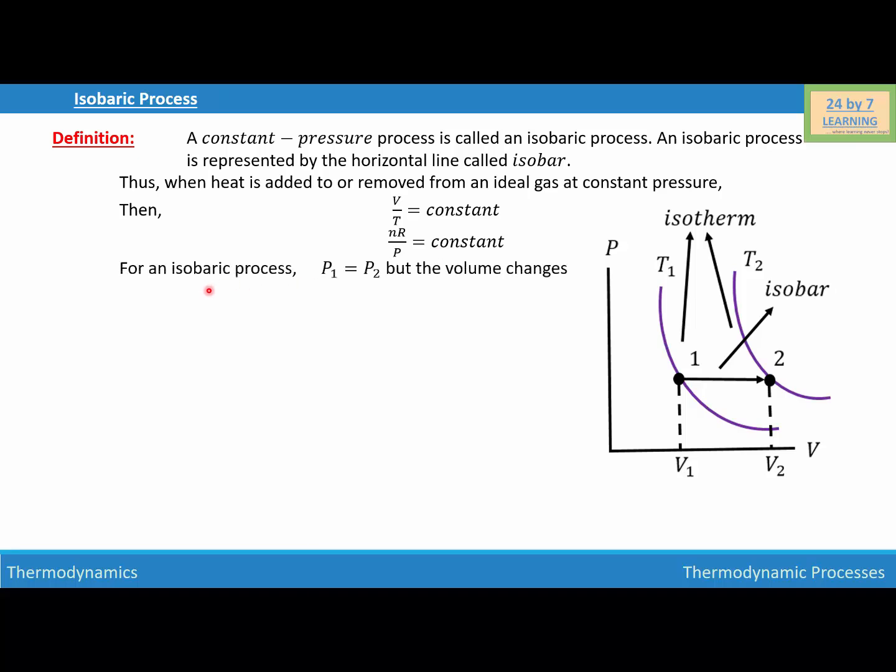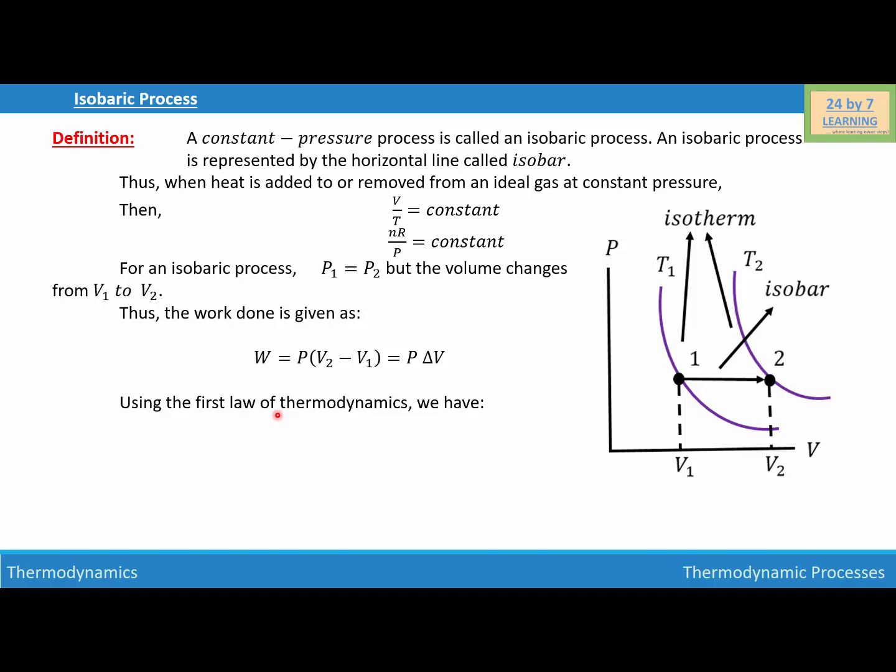We know that for an isobaric process, P1 is equal to P2, but the volume changes from V1 to V2. And when the volume changes, there will be work done, and the work done is given as W is equal to P(V2 minus V1), which is basically P delta V. So work done is equal to P delta V.